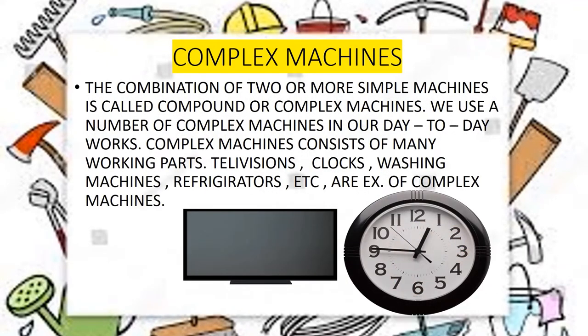Complex machines: the combination of two or more simple machines is called a compound or complex machine. We use a number of complex machines in our day-to-day work. A complex machine consists of many working parts. Televisions, clocks, washing machines, refrigerators, etc. are examples of complex machines.